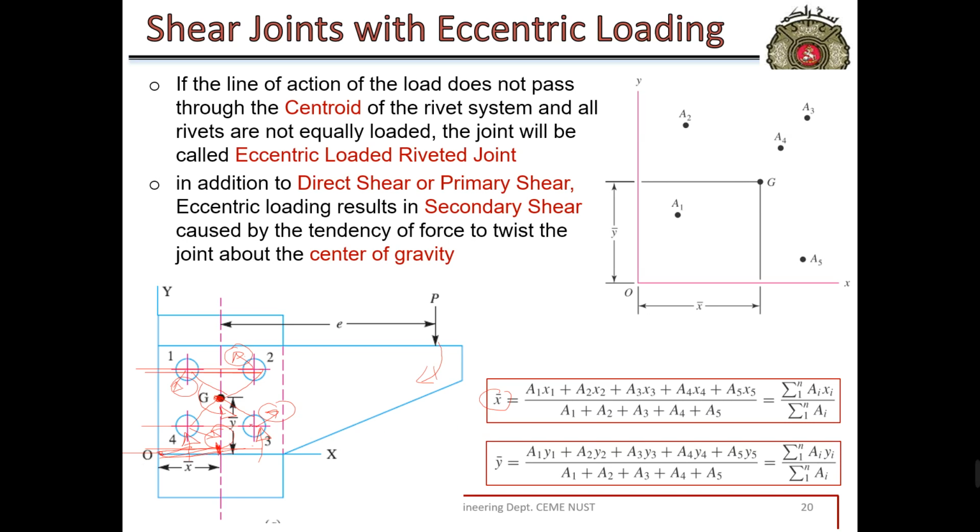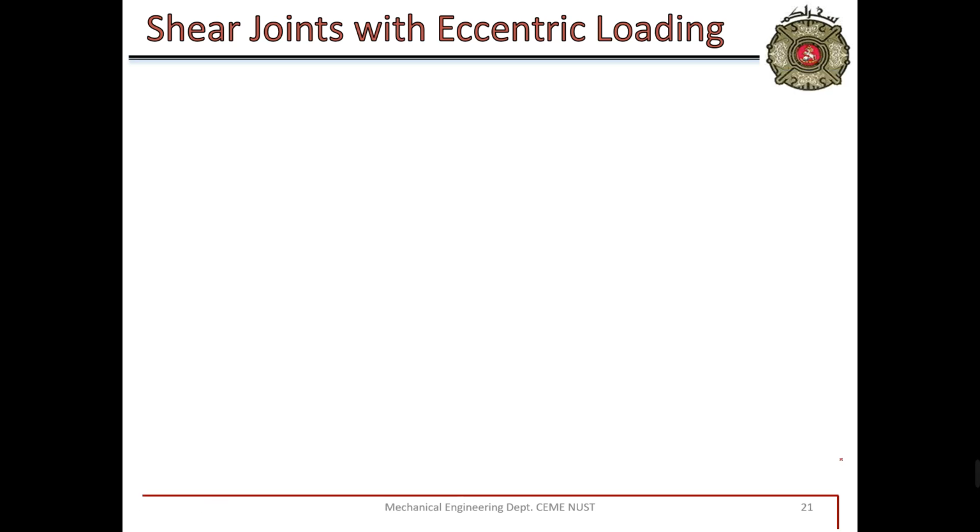Similarly, for y bar, we have the same equation. If the bolts are of the same area, then this A divided by A can be cancelled out. So we are only left with yi, the distance of each rivet, divided by the number of rivets or bolts. So this is the method to calculate G.